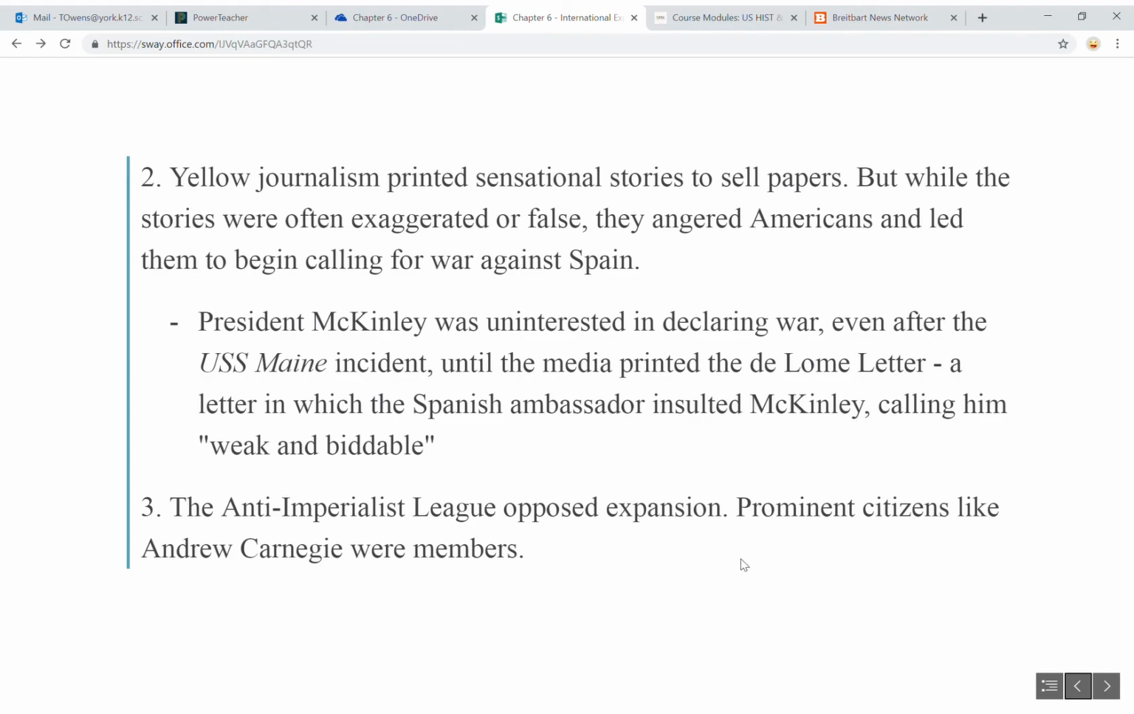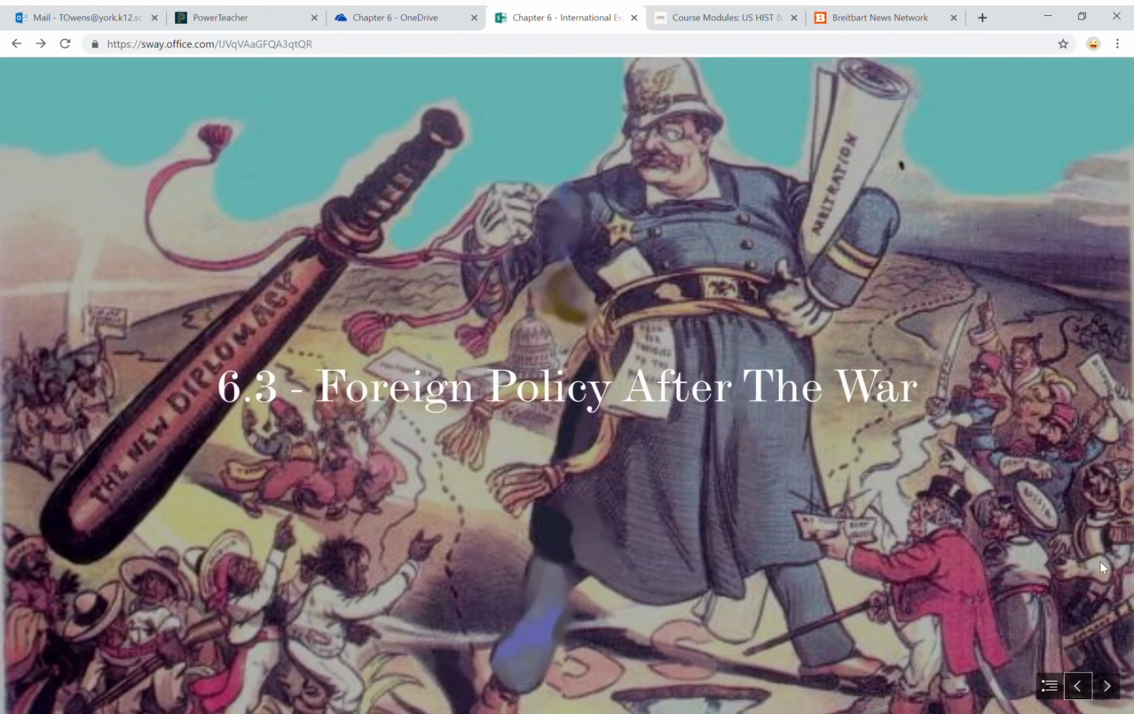And you can look at number 3 right here. It says that they opposed expansion. Carnegie was a part of that, Mark Twain, people like that. But you have the others like Theodore Roosevelt who do support expansion, okay? And number 2 here is, I've already talked about it earlier, talking about yellow journalism, its importance, but also the Delaunay letter. All right, and that's it for today.